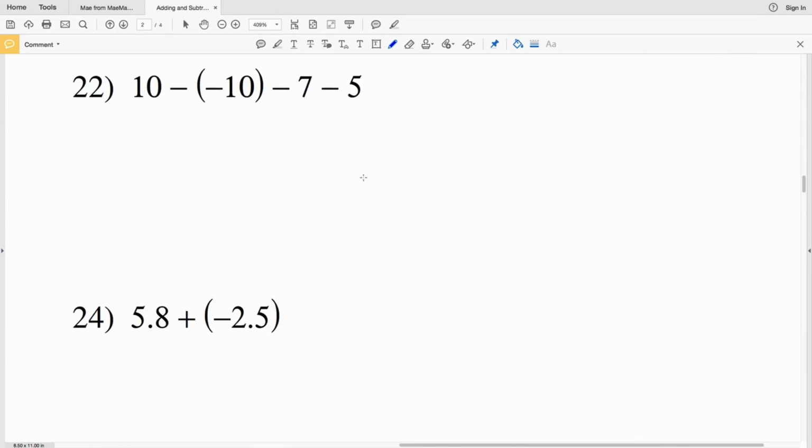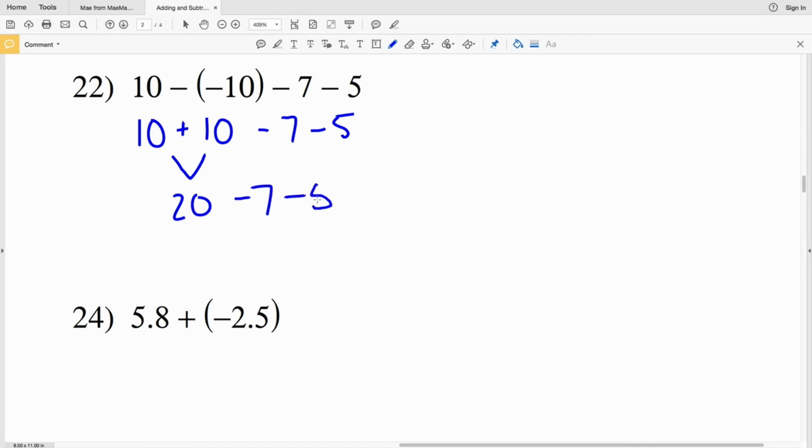And finally, let's do our last problem of this video. We have 10 minus a negative 10 minus 7 minus 5. 10 minus a negative 10 is the same as 10 plus a positive 10. Then minus 7 and then minus 5. So we're going to have 20 minus 7 minus 5. 20 minus 7 is going to be 13. 13 minus 5 is going to leave us with a positive 8.